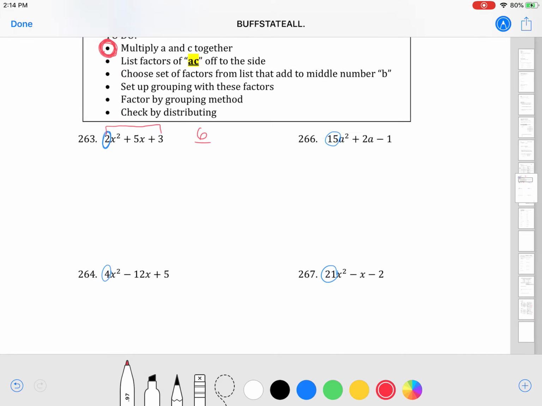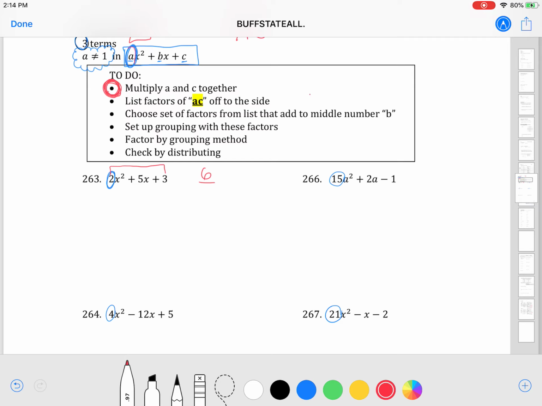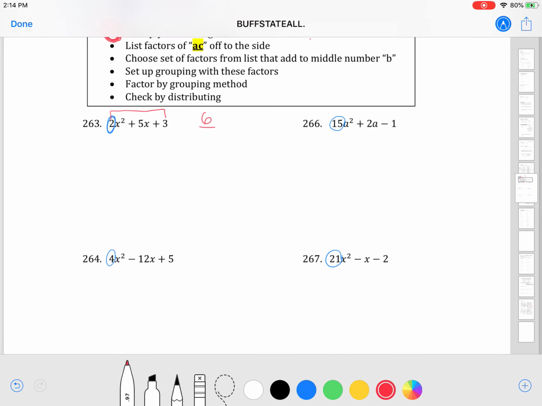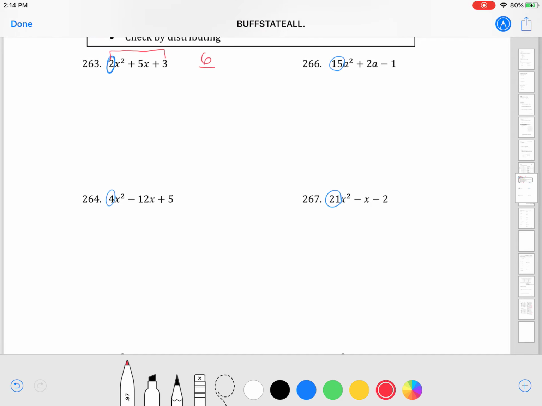Now you might be thinking, 2 and 3, why are those A and C? Just a reminder from up here, A is the first number, C is the last number. So A times C is always going to be that number in front of x squared times the number by itself. So I want you to write that 6 off to the side.